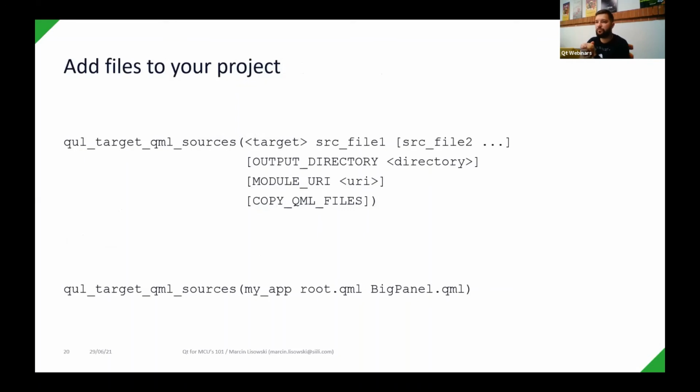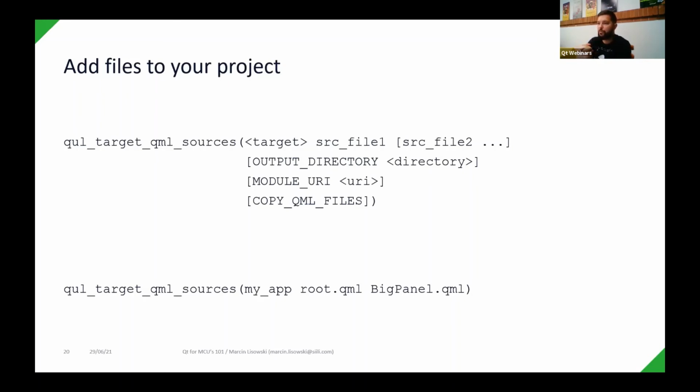How to add the QML files to your project? There is a macro QT target QML sources. You're providing the target from the CMake and the list of the QML files that you are going to add to your application. It also supports some optional arguments like output directory, which will change the default directory in which the artifacts for the compilation will be held. You shouldn't use that. There is a module URI argument, which is a deprecated API to define the modules. This is the old way, and shouldn't be used any longer.